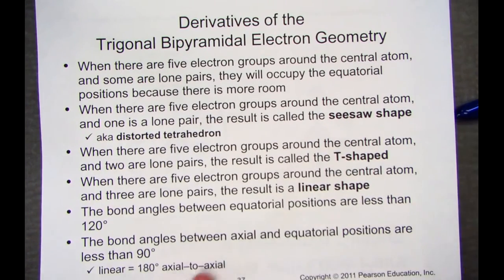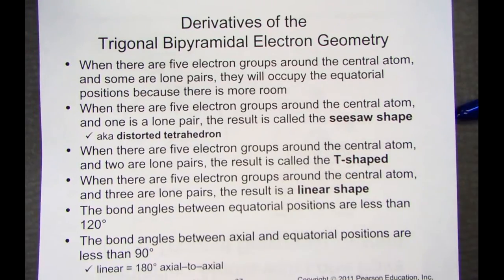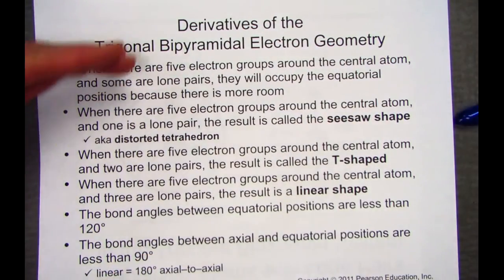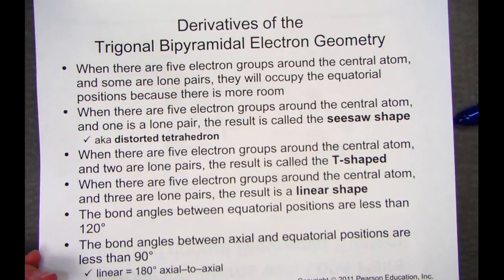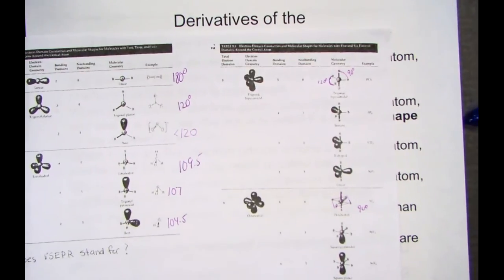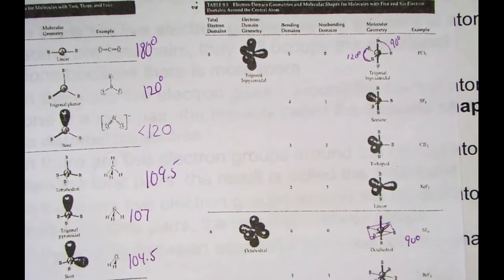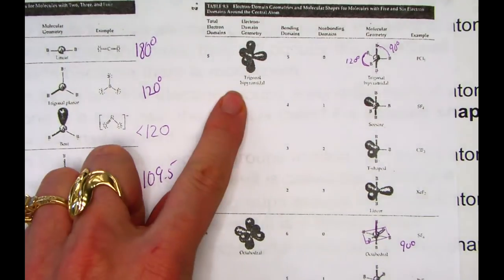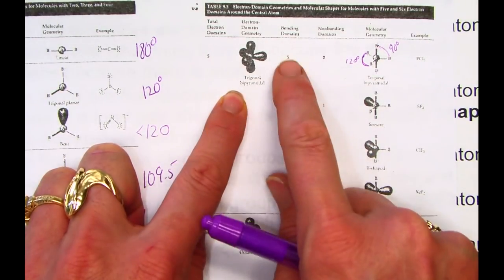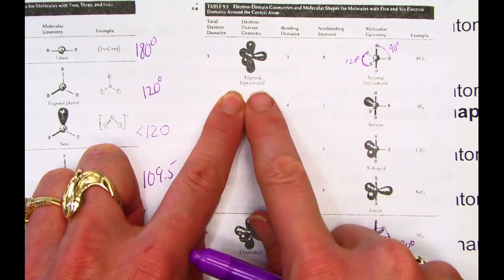Derivatives of trigonal bipyramidal electron geometry. Here's what this slide is showing. One at a time, I can show all of this slide. You can read through it, but this is what it's looking like. Derivatives of the shape really is just showing the possible connections between those five electron domains. Trigonal bipyramidal, if all five are bonded, the molecular geometry matches the electron domain geometry.